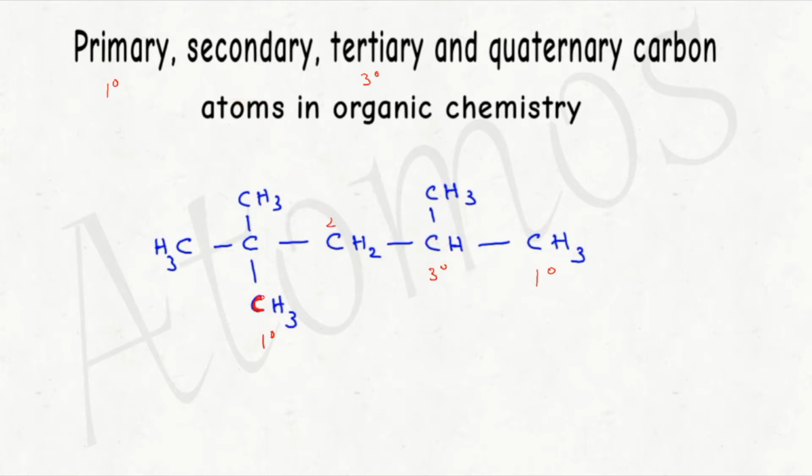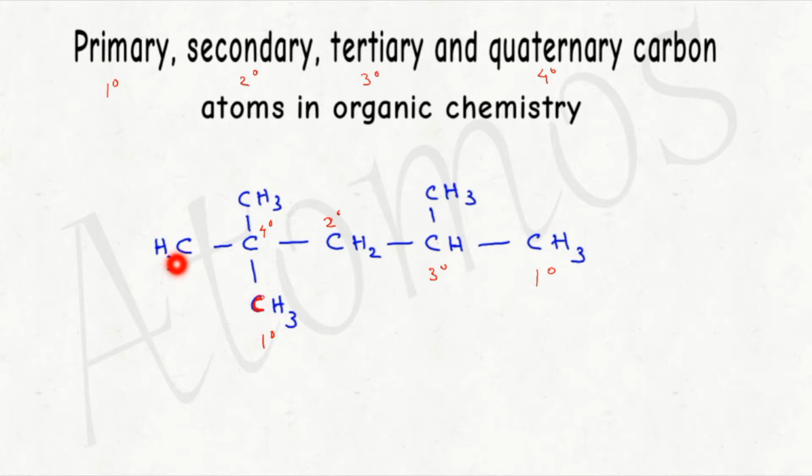We will write it as 2 degree as a short form. So this is a secondary carbon atom. And what about this carbon atom? It is directly attached to 4 other carbon atoms. This kind of carbon we call 4 degree or quaternary carbon atom. Understood? Now only 3 are remaining.